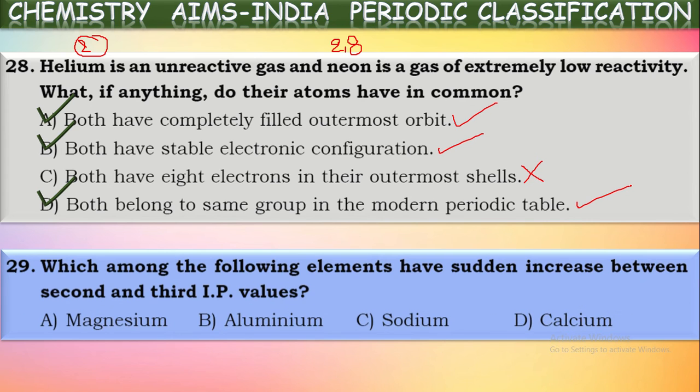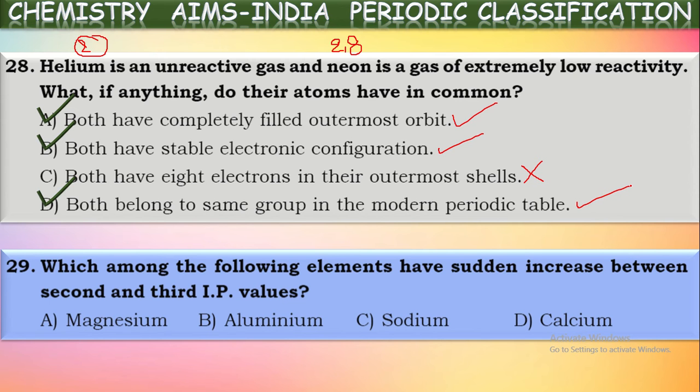Next one, which among the following elements have sudden increase between second and third IP values? We have to understand one thing here. To have a sudden increase between the second and third IP values, the element should have two electrons in its valence shell. After the loss of these two electrons from its outermost shell, it attains the nearest noble gas configuration. By that, the removal of the third electron requires greater energy.